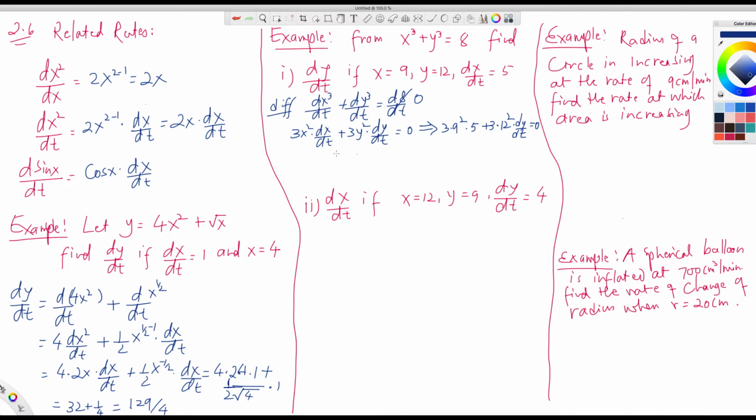So this is 1215 plus 3 times 12 squared, which is 432, times dy over dt. So you subtract that, right? You subtract 1215. It equals 0 as well, right? So I subtract 1215 there too. Subtract 1215. What do you get?